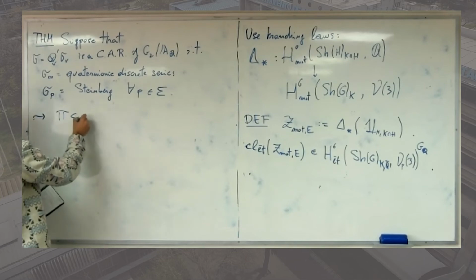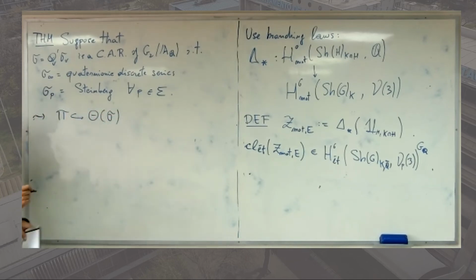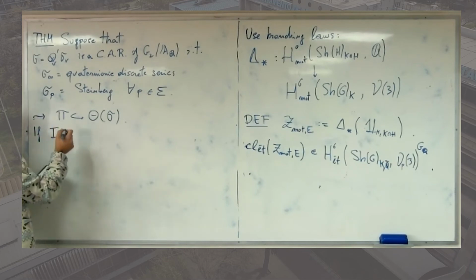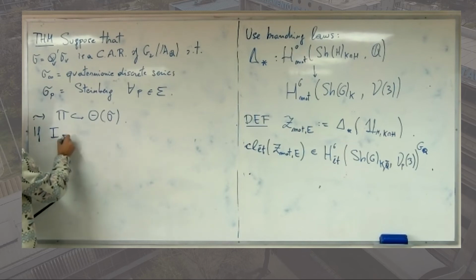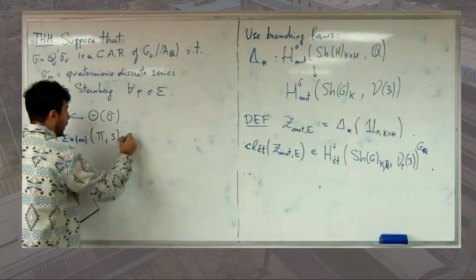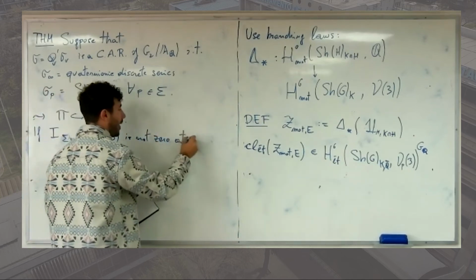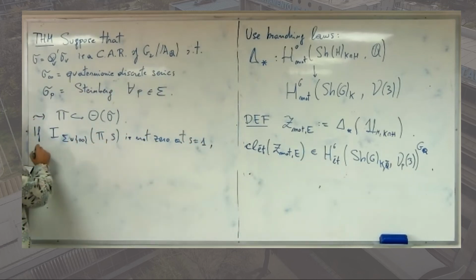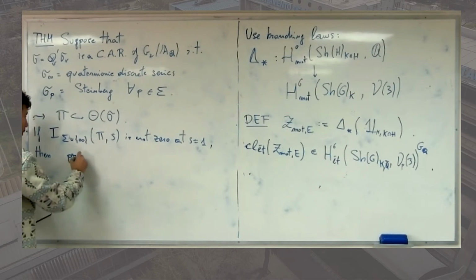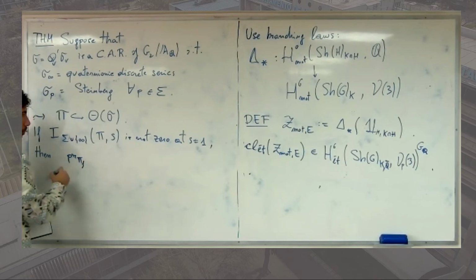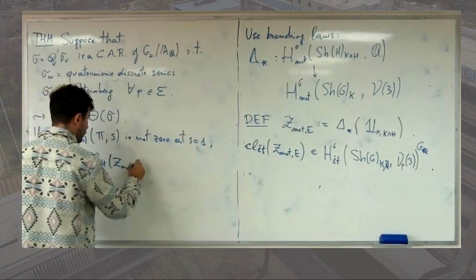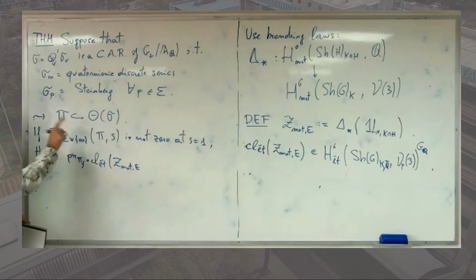Then we can consider pi inside theta of sigma. If a certain integral over the ramified places and infinity, which depends on pi, is not zero at s equal to 1, then the following is true. The projection to the pi f isotypic component associated to the étale realization of this motivic class, I'm going to say it in one second.